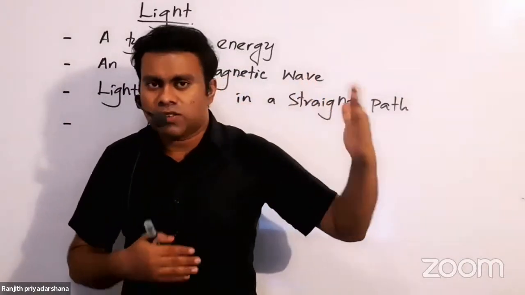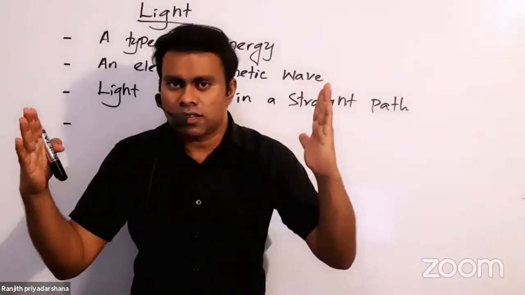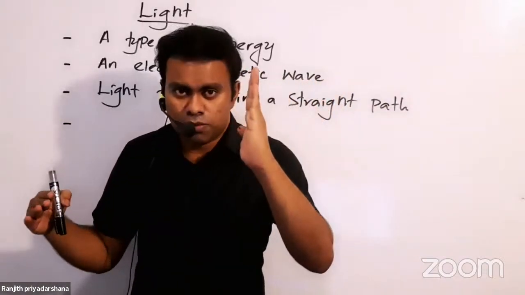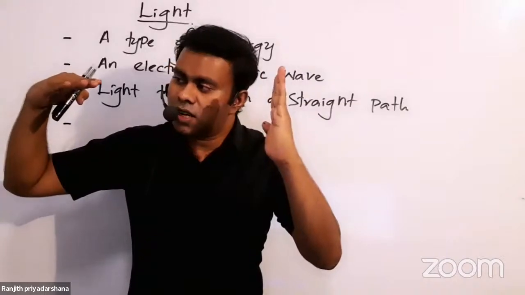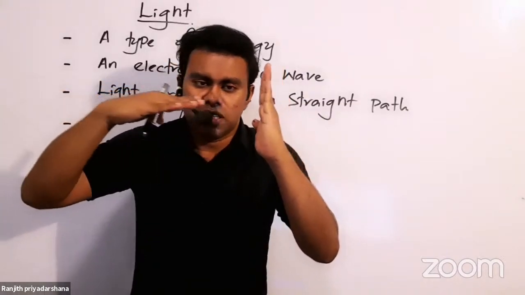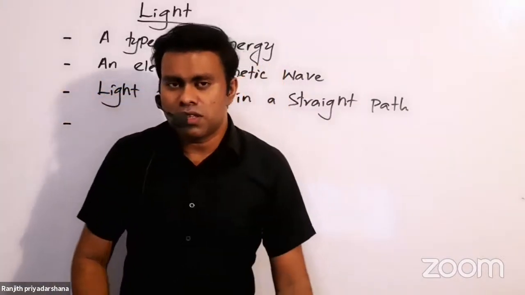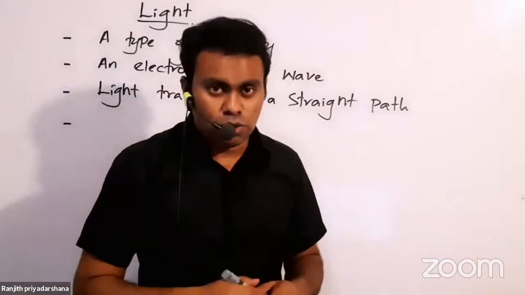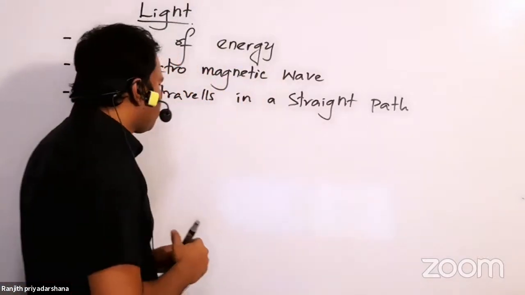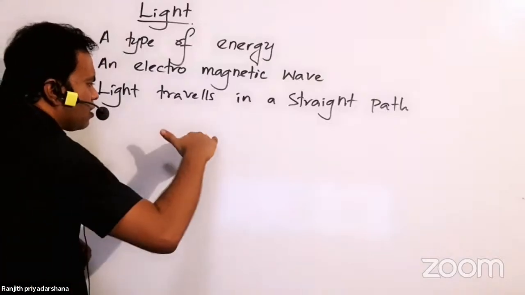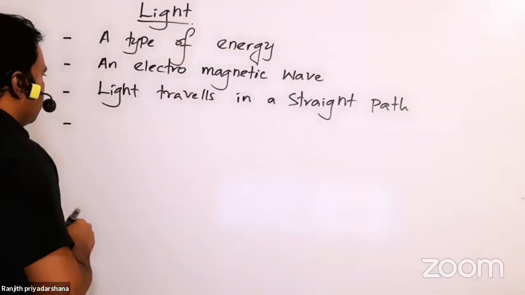It can reflect and bounce back. But if that medium is transparent, when a light ray travels from one transparent medium to another transparent medium, it will penetrate through that. We call that penetration by changing the direction, refraction.